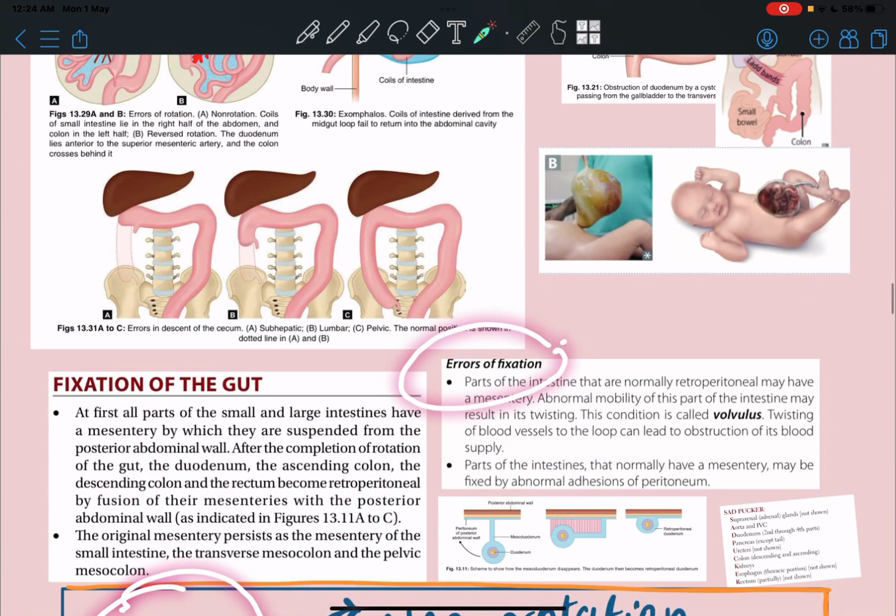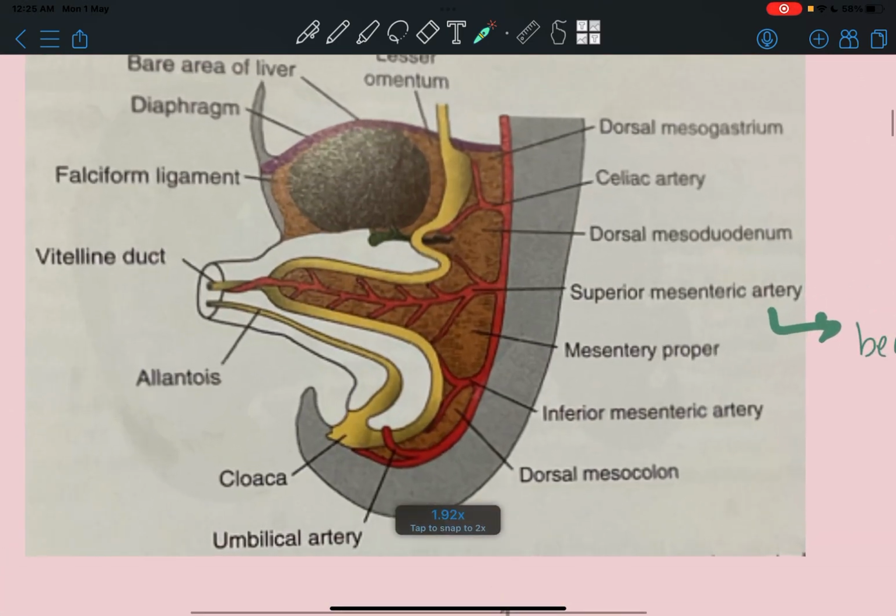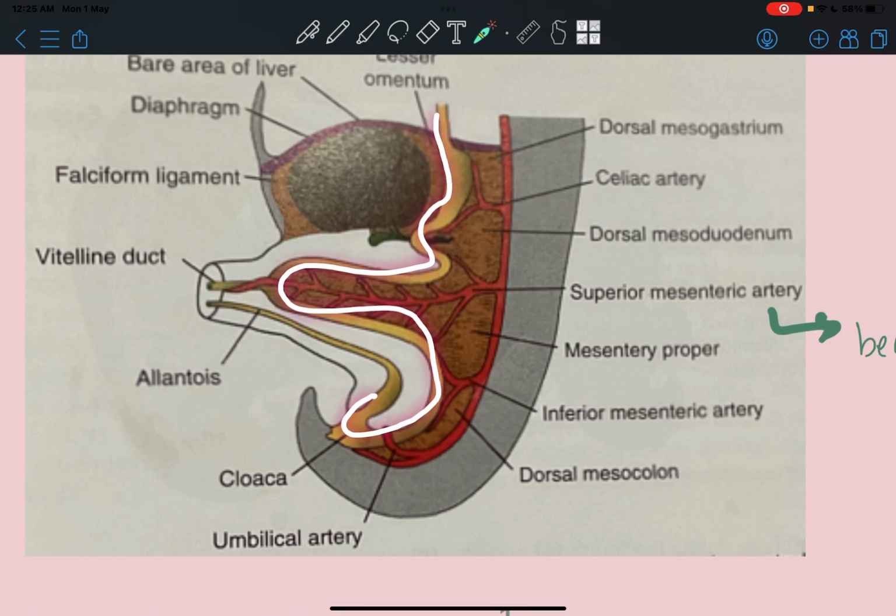For understanding errors of fixation, I'd like to first talk about fixation of the gut, because that's what I did not mention in my midgut rotation video, because it's actually what happens after the rotation. To understand that, I'll show you this diagram. So we have our dorsal and ventral mesentery, right? And we have the midgut, like the whole GIT loop like this, along it, without the rotation having occurred yet.